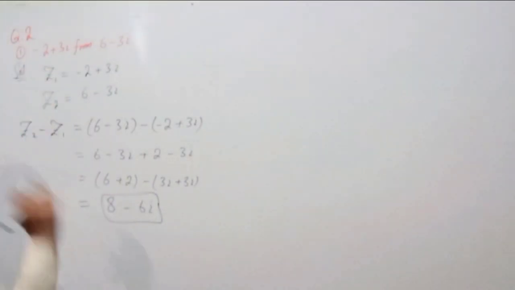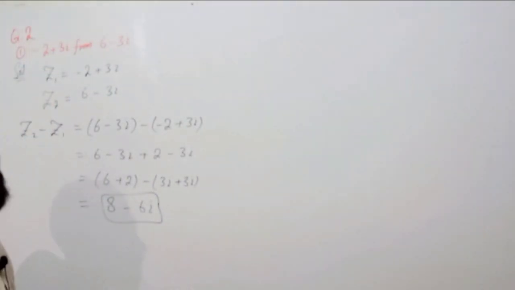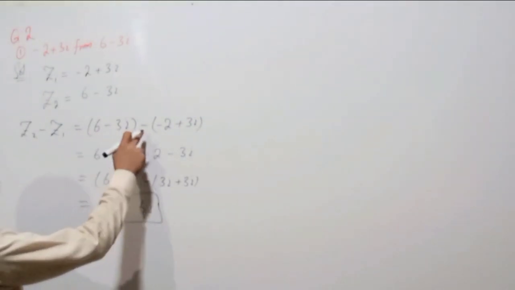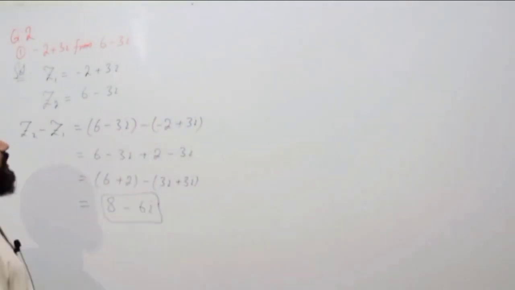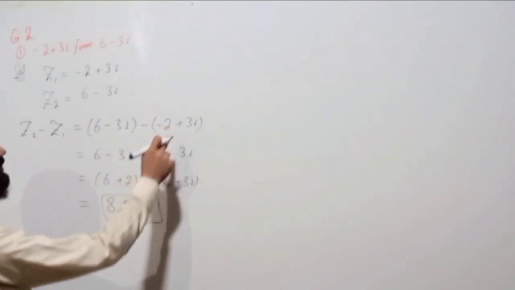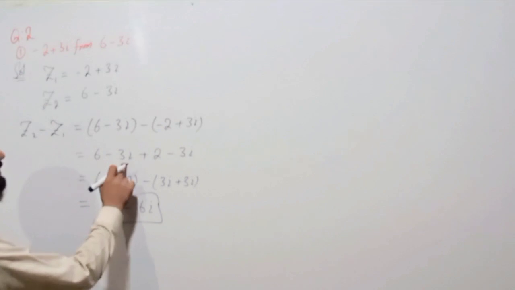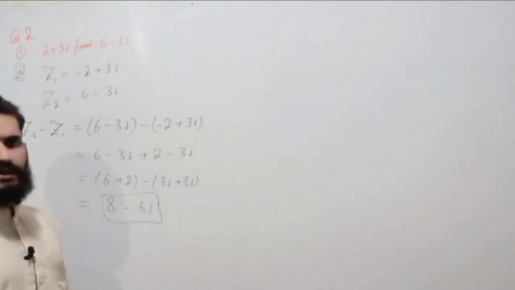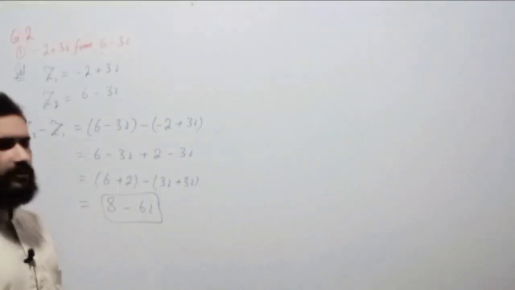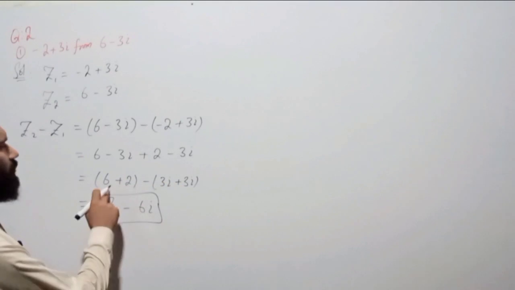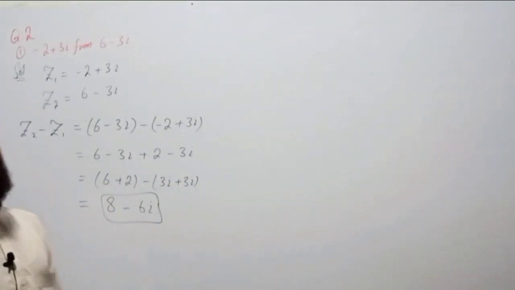When the first term is named Z1 and the second term is Z2, we go with Z2 minus Z1, which is 6 minus 3 iota minus negative 2 plus 3 iota. The minus sign changes the signs, so it becomes 6 minus 3 iota plus 2 minus 3 iota. We stick to the addition part: the real part with the real part, the imaginary part with the imaginary part. So 6 plus 2, and minus 3 iota minus 3 iota, gives 8 minus 6 iota.